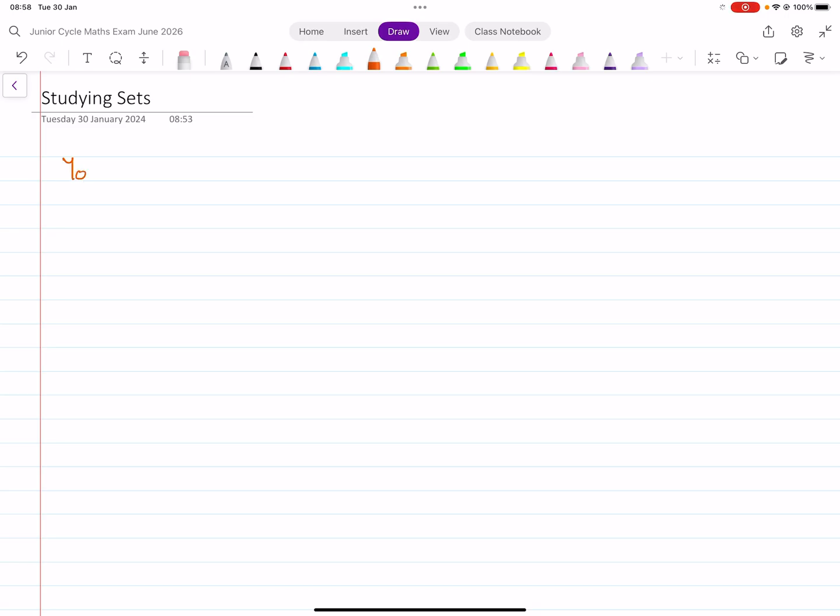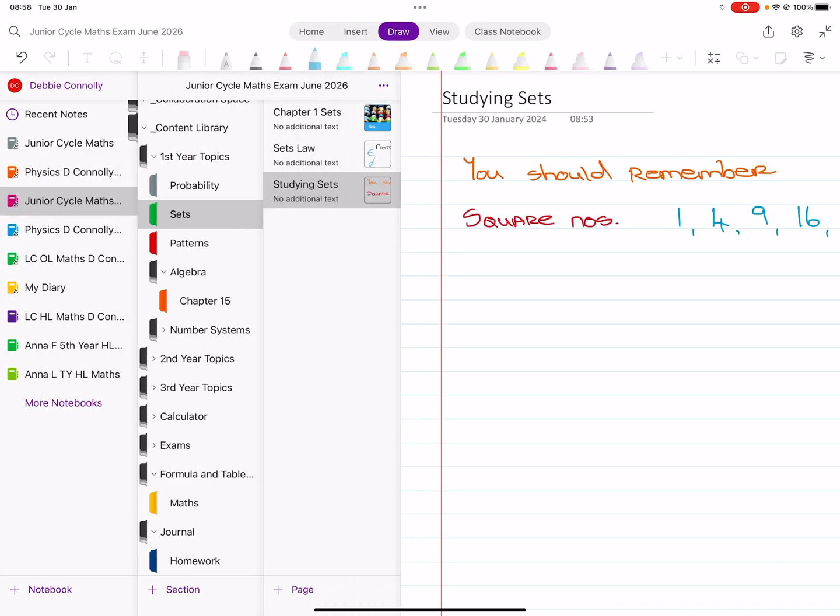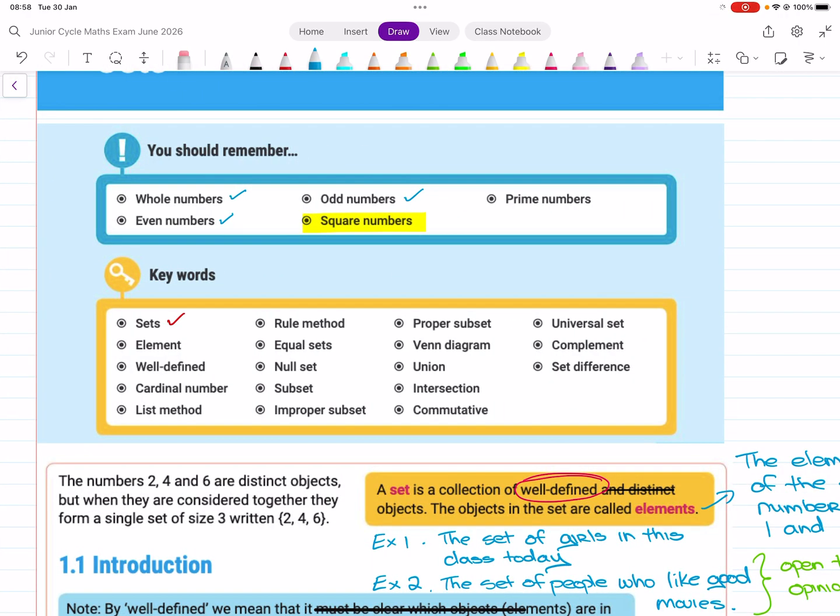This is the "you should remember" part. And I didn't remember square numbers. So I've now Googled square numbers, and I know that square numbers are 1, 4... 3 squared is 9, 4 squared is 16, 5 squared is 25, etc. Okay, so now I know what square numbers are. So I add it to my notes, and then I go back here, and prime numbers, I know what prime numbers are. They have 2 factors.